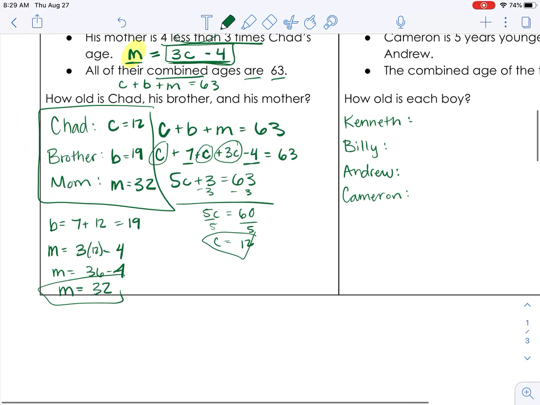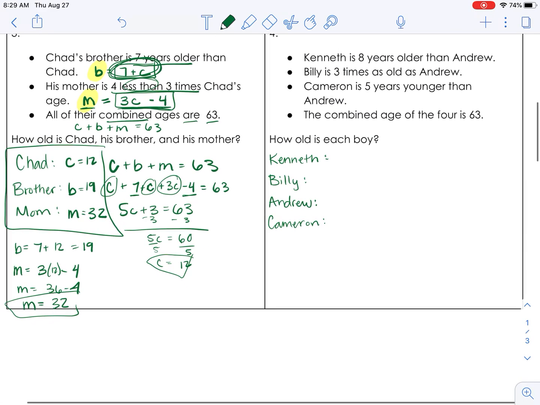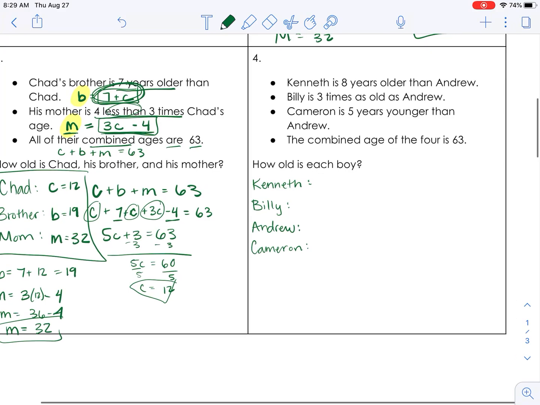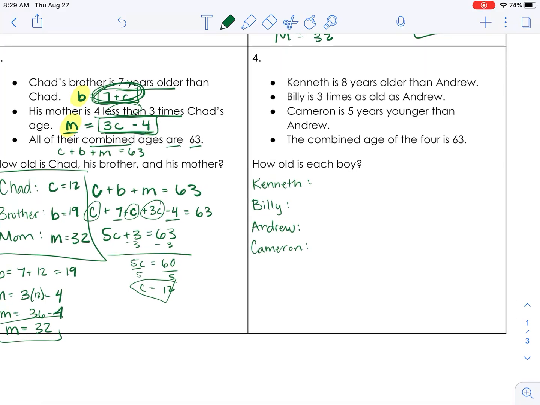It's all about writing the equations and then getting it down to one variable. All right, number 4, we've got 4 characters in this one, so pay close attention. It says Kenneth is 8 years older than Andrew. So 8 years older, that's a math term. We're going to add 8. Billy is 3 times as old as Andrew, so that means we're going to multiply by 3. Cameron is 5 years younger than Andrew, so we've got some subtraction. And the combined age of the 4 is 63, so we're going to add them all up, and it's going to equal 63.